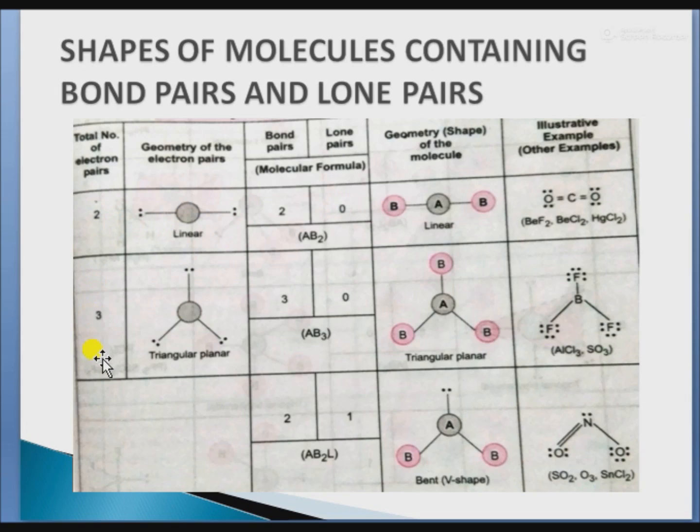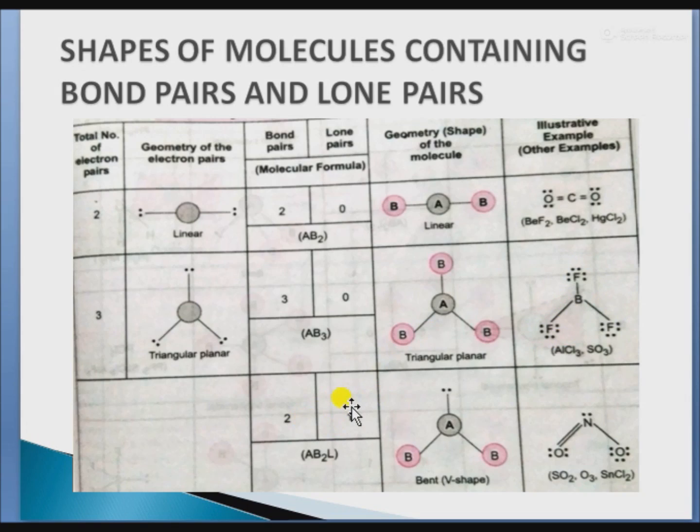If there are 3 electron pairs, then the shape is triangular planar and the formula is AB3. Here the number of bond pairs is 3. For example, AlCl3, SO3, BF3, in which boron forms 3 bonds with the 3 fluorine atoms, which are arranged in a triangular planar shape to acquire maximum stability and minimum repulsions.